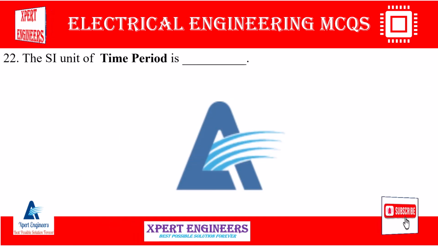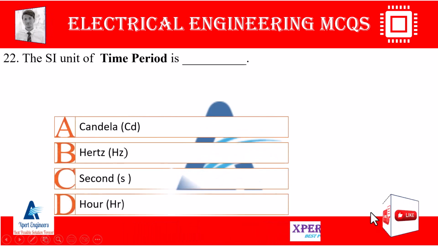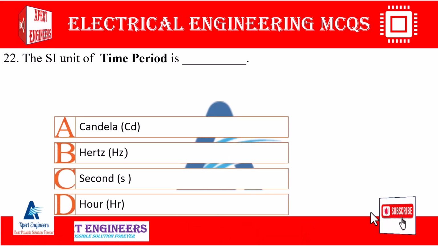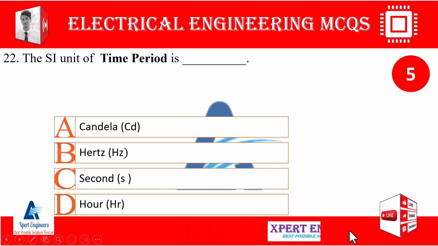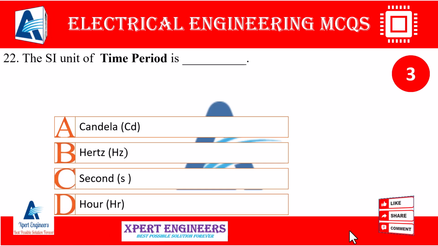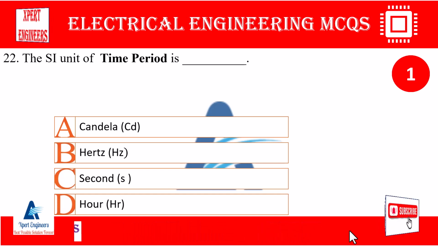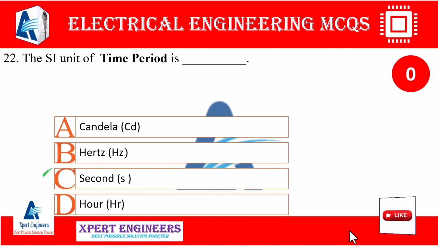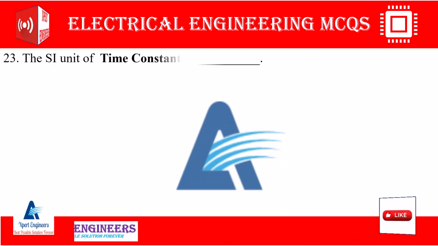Next is the SI unit of time period is dash. A, candela, B, hertz, C, second, and D, hour. The correct option is C, second. The SI unit of time period is second.